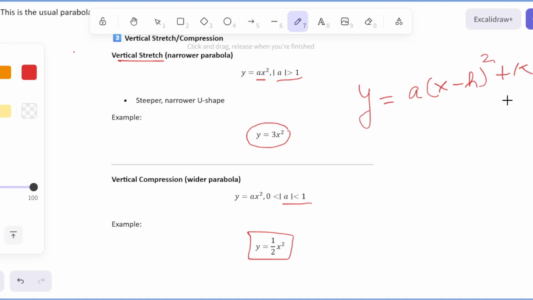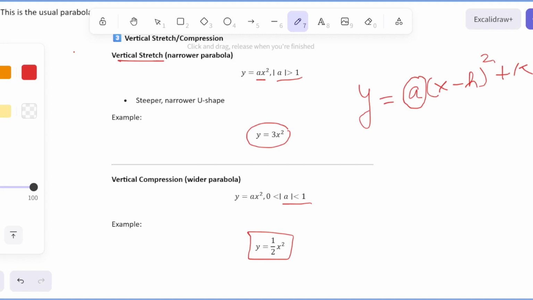Where h and k are the vertex of the parabola, and this A will tell you whether there is any reflection across the x-axis with the sign of it. If it is positive, then it's an upside parabola. If it's negative, it will be a downside parabola.